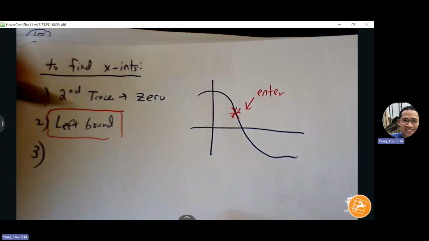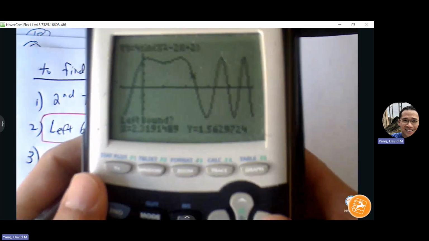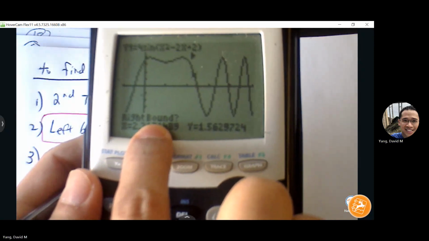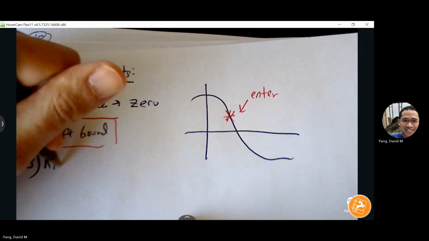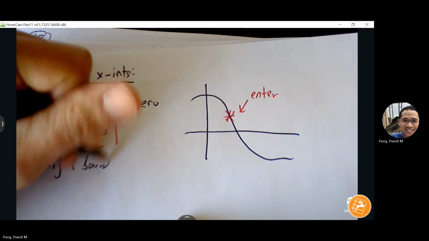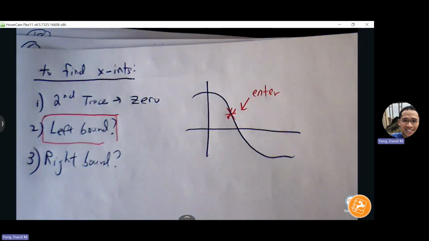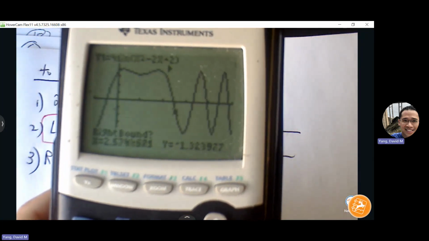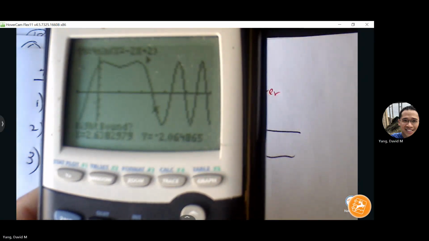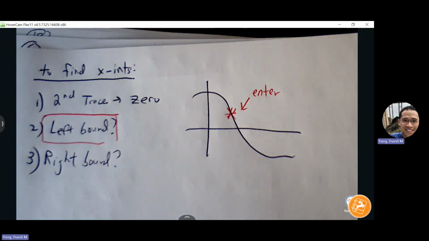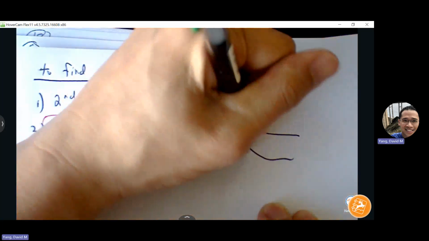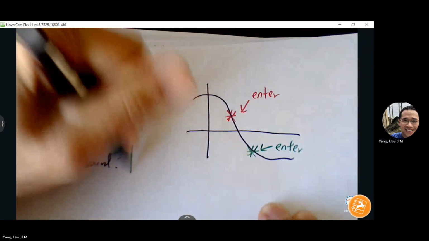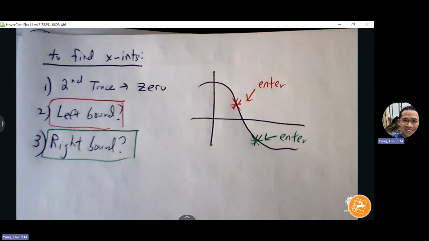Next, if you hit enter at a point to the left of the x-intercept, it's going to ask another question: right bound. And guess where we're going to go with our cursor? On the other side of the x-intercept. It doesn't matter where, as long as it's relatively close. I'll use a different color here. Then you hit enter. Everybody okay so far?